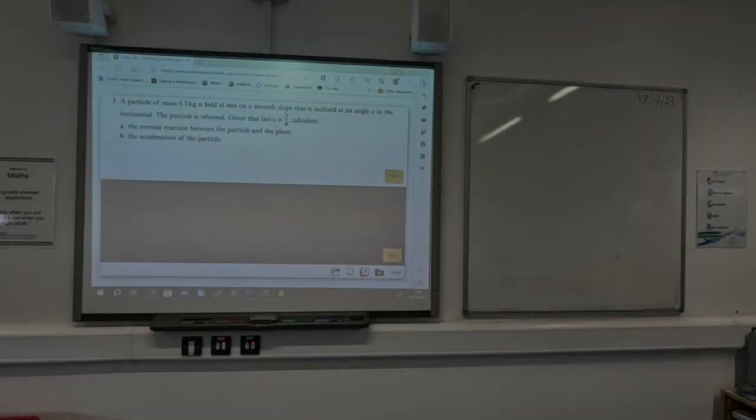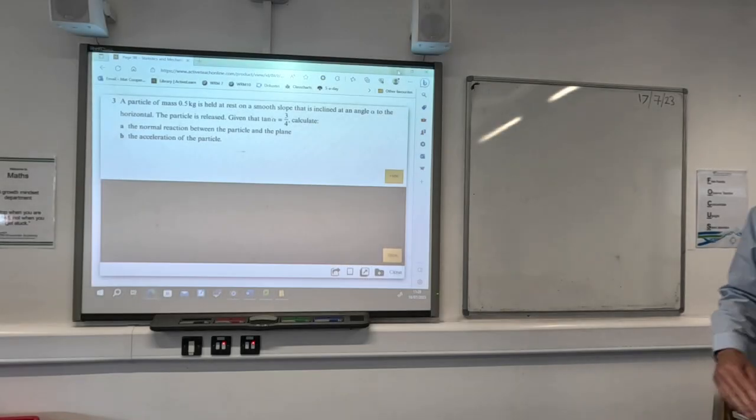So let's just finish this question off. This was the question where you had a particle being let go, basically. So it's a standard sliding down the slope question. There's only one force bringing it down the slope, and that's its weight. There is the normal reaction force as well. So let's pop that into a little picture.